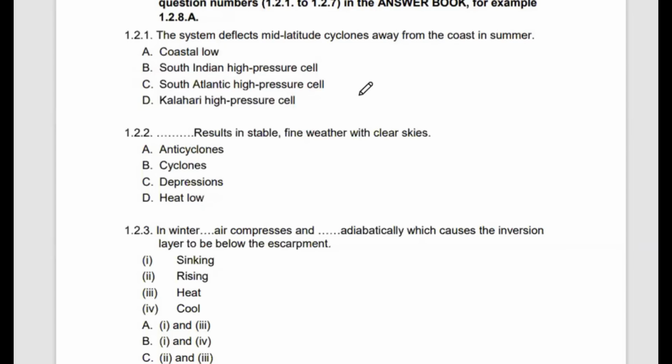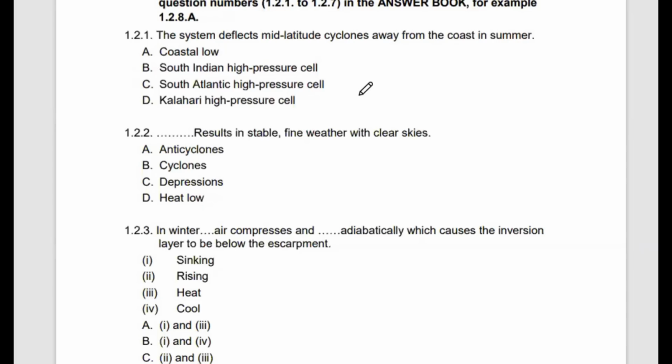Definitely this is wrong. When you're talking of mid-latitude cyclones, we know that their movement direction is from the west going to the east. So there's no way we can have the South Indian high blocking mid-latitude cyclones from reaching the coast in summer, because already they would have affected, because the South Indian is on the extreme east. So there's no potential of South Indian being correct.